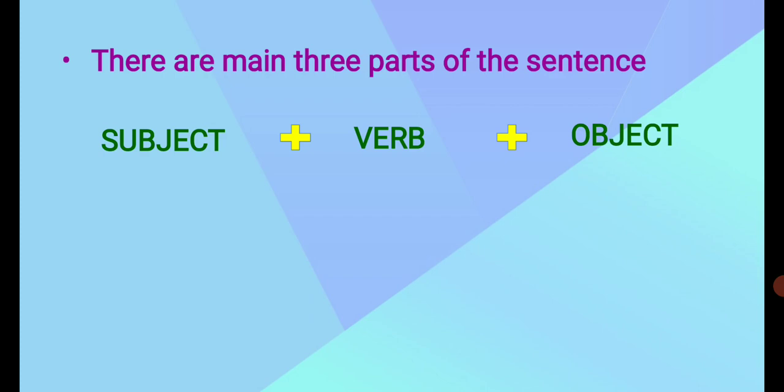Let's see an example and revise this rule. Hari cuts the cake. Here Hari is the doer, the active part of the sentence, so Hari is the subject. Cuts is a verb because the action is cut. And the cake is the rest of the sentence, so it is called the object part of the sentence.